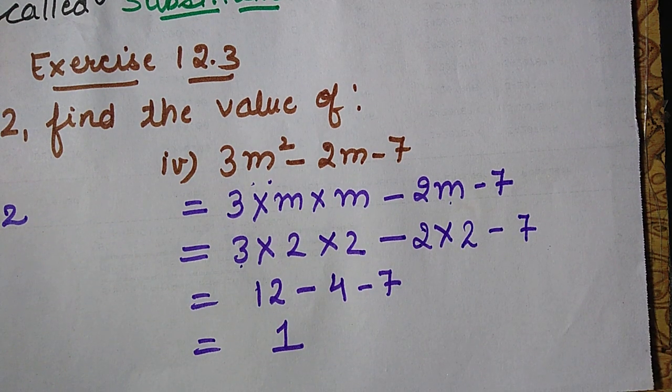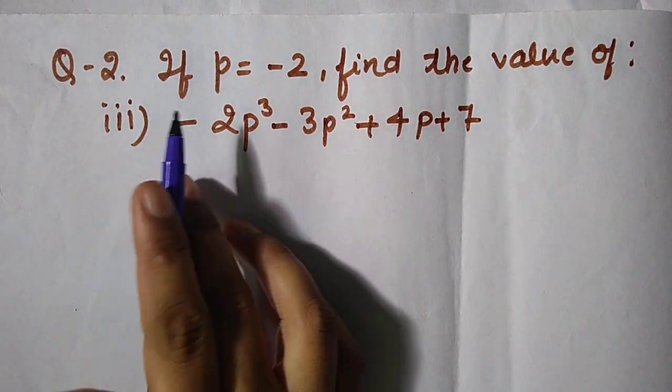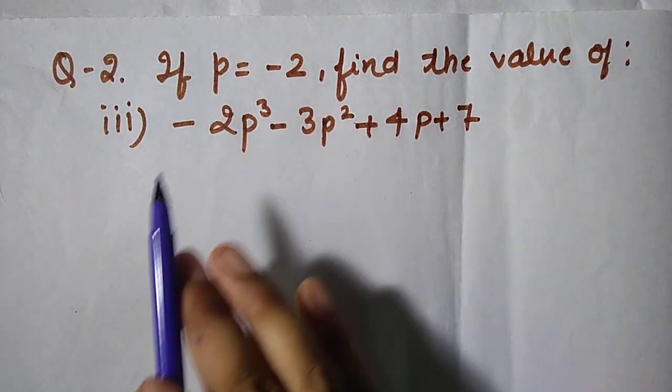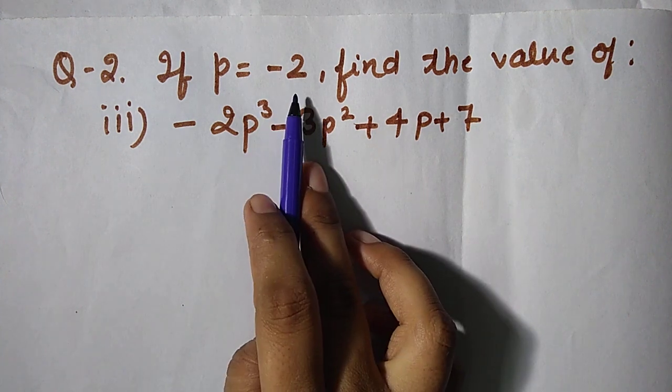So this is the fourth part of question number 1. Now the rest of the parts you have to do in your homework. Now come to question number 2. Question number 2 is, if p equals minus 2, find the value of this expression. In place of p we have to substitute minus 2.